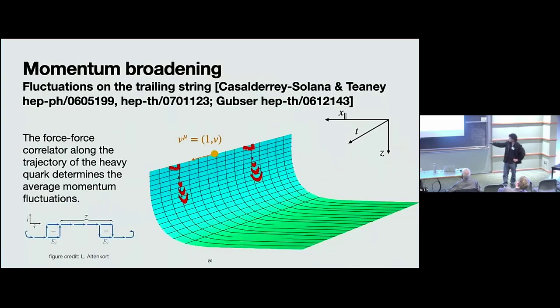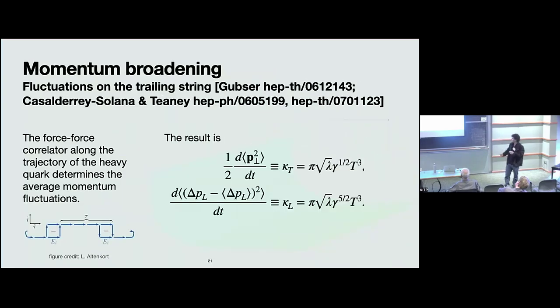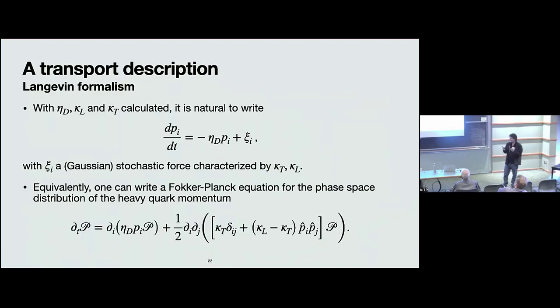So same picture here. You essentially insert some field strengths along the line and calculate the correlation function. Out of that, you get that the typical fluctuations in momentum, essentially the diffusion coefficients, go like this. They have a very specific dependence on the Lorentz boost factor that will come back to us in a few slides. But the results are there. These were calculated in these papers back in the day.